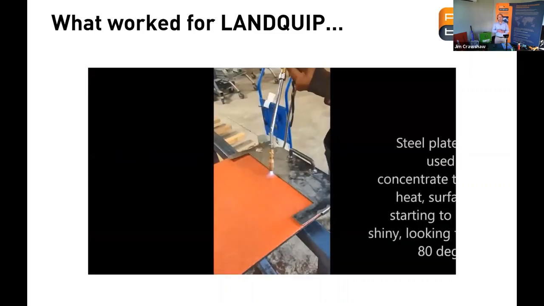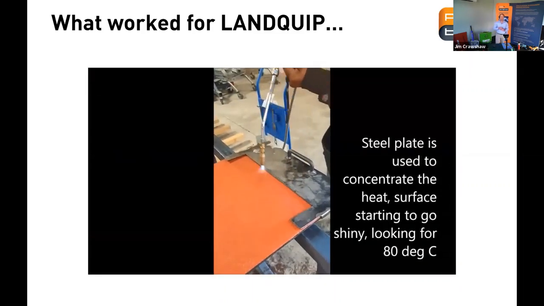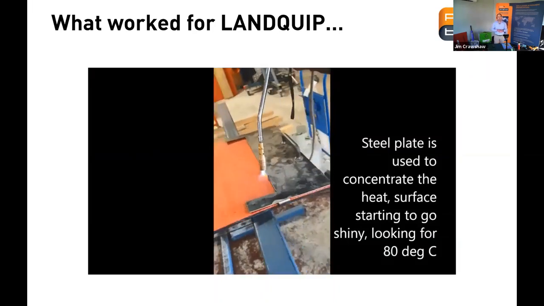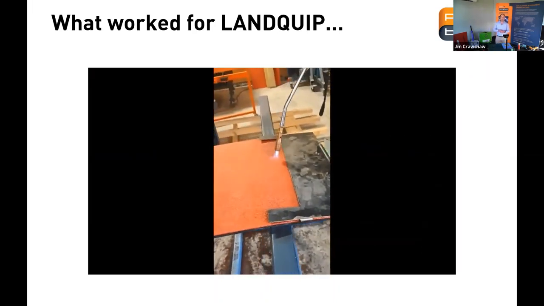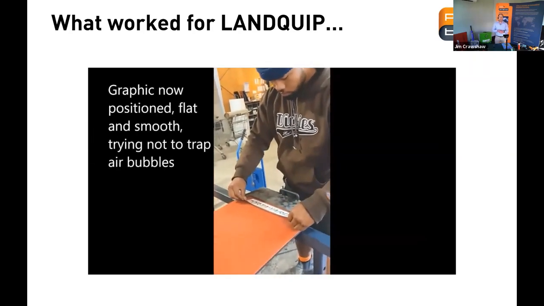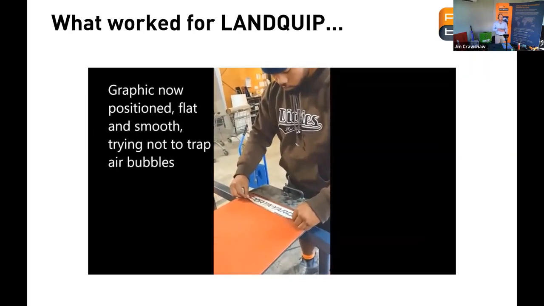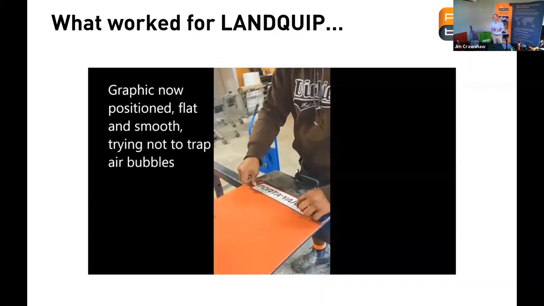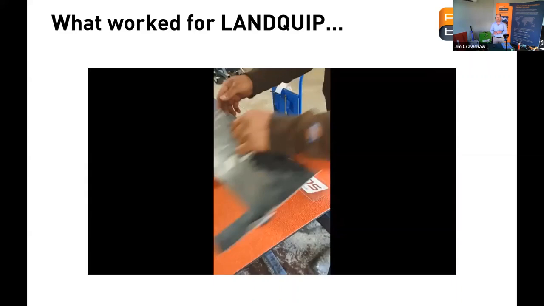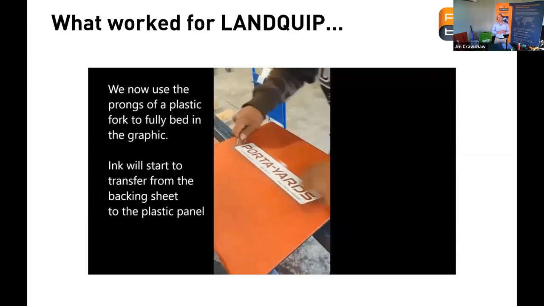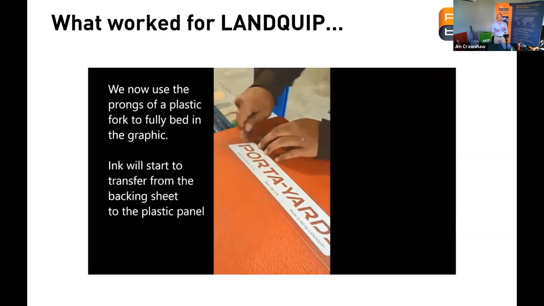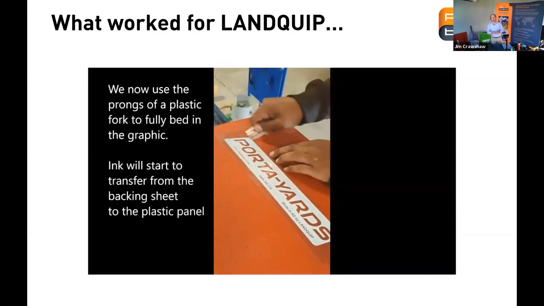So they start off by heating the surface, flaming up to around 80 degrees C. They're using a plate just to shield the rest of the plastic from getting flamed. He is then applying the graphic onto the part here, trying not to trap air bubbles, which is a real challenge because you've got such a high texture on this part, and I'm going to show you some close-ups shortly. And he's actually using a plastic fork here, and the reason he uses that is to really press the graphic down into the grooves of that plastic surface.